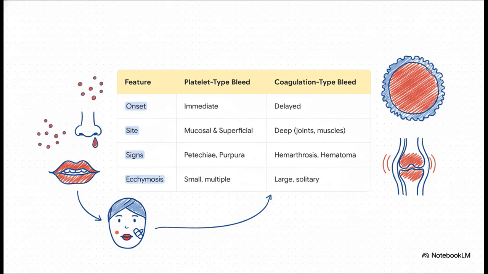The key question is this: are we looking at a platelet-type bleed or a coagulation-type bleed? See, platelet problems show up right away, immediately, at mucosal and superficial sites. We're talking gum bleeds, nosebleeds, or those little pinpoint skin hemorrhages called petechiae. On the other hand, coagulation factor defects present with delayed, deep tissue bleeds, like bleeding into joints, that's hemarthrosis, or big, single bruises. Our patient's gum bleeding fits squarely in the platelet-type category.